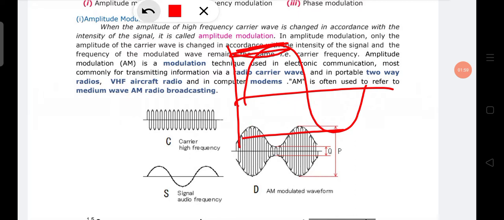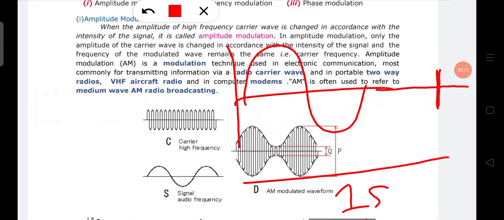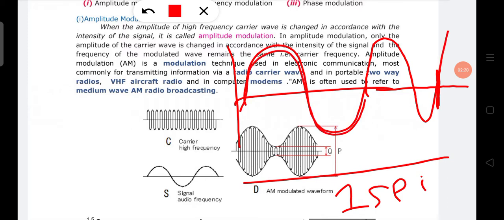Now another one is frequency. Frequency means in 1 second, how many waves. Let's say this is 1 second. In 1 second, how many waves propagate through it. So one wave and a second wave. So this is called frequency. That means the number of waves passing in the time bound of 1 second is called frequency.